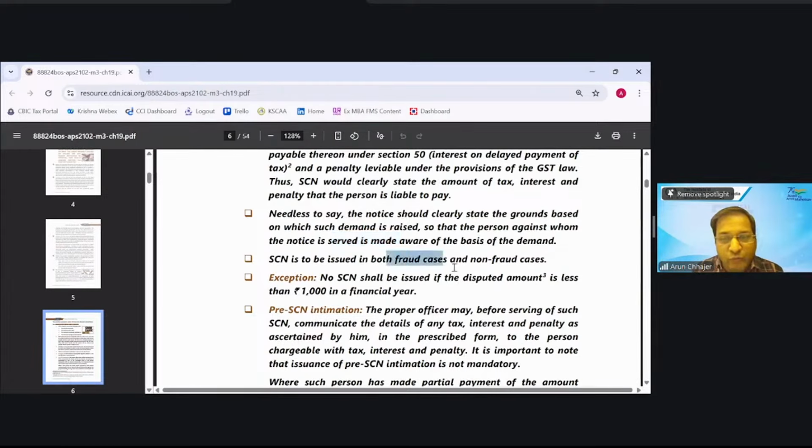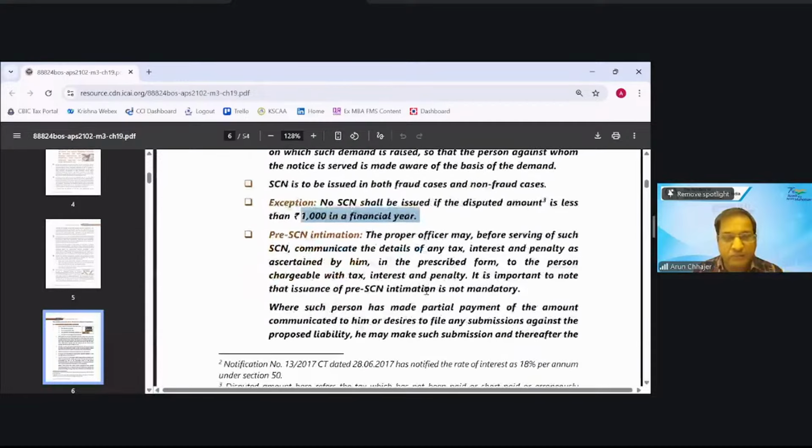SCN to be issued for both fraud cases and non-fraud cases. Exception. No SCN if the disputed amount is less than 1,000 rupees. That's it.